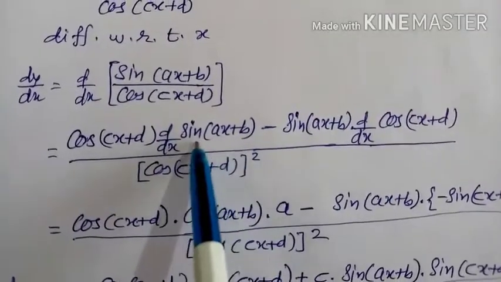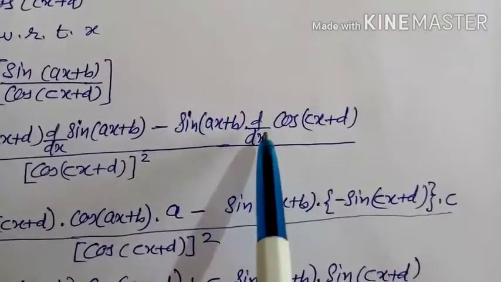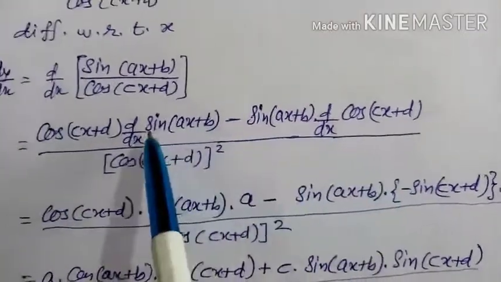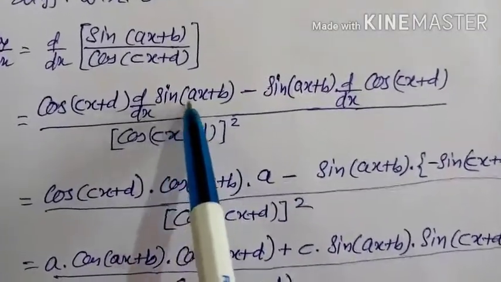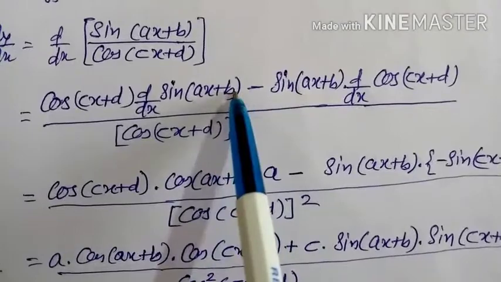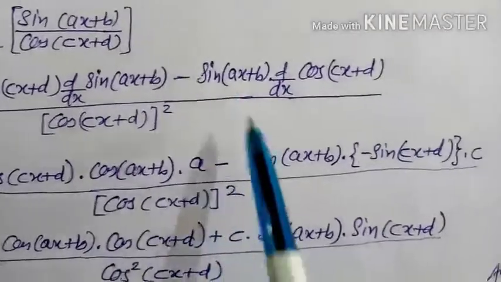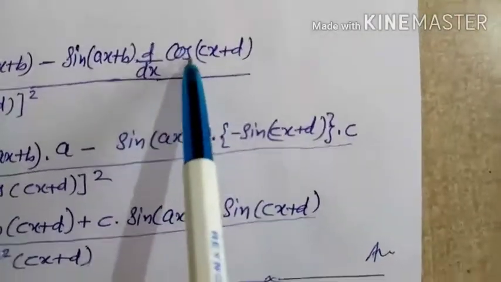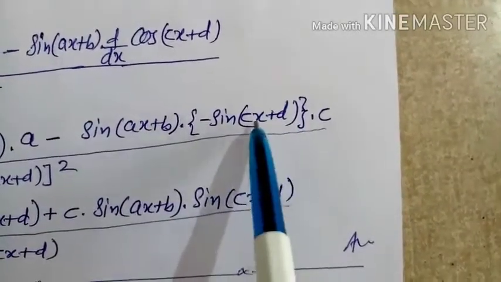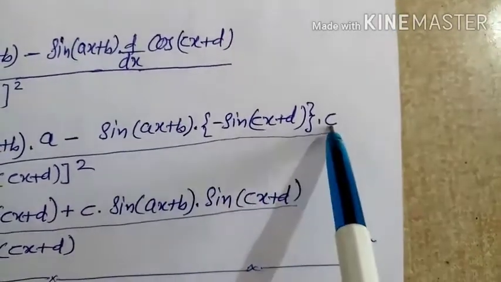of the numerator, numerator means sin(ax + b), minus the numerator as it is, means sin(ax + b) as it is, into d/dx of the denominator, which is cos(cx + d). Now by chain rule, the derivative of sin(ax + b) is cos(ax + b), and once again by chain rule, b is constant, so the differential of ax + b is only a. This is a, minus sin(ax + b) as it is, and the differential of cos is minus sin(cx + d). And once again, by chain rule, the differential of cx + d is only c, because the differential of d is 0, and the differential of cx is only c.